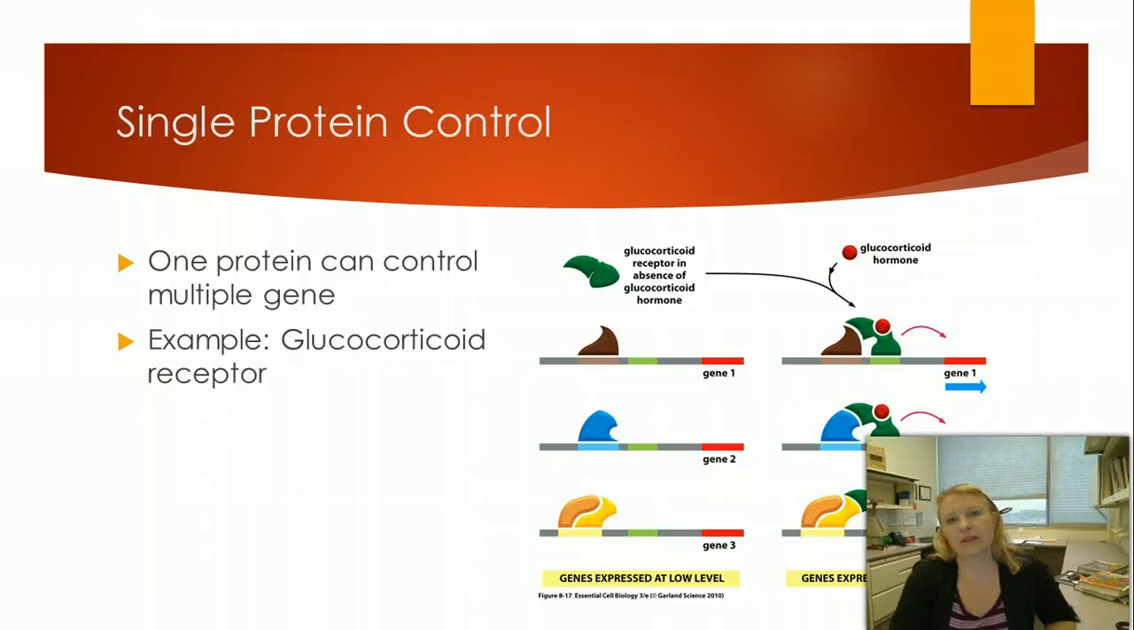So let's talk about single protein control. This is an example of the glucocorticoid receptor, which is in the liver cells. As you can see here, it can control 3 different genes. When glucocorticoid hormone is present, and it's been made by the liver, it can travel to the different genes, and it will activate these genes to be expressed at higher levels. And this is single protein control. This is simple. It's not always that one protein will control multiple genes. Sometimes it can control just one. Sometimes it can control more than 3. So there's a whole lot. But remember, this is always part of a feedback loop.